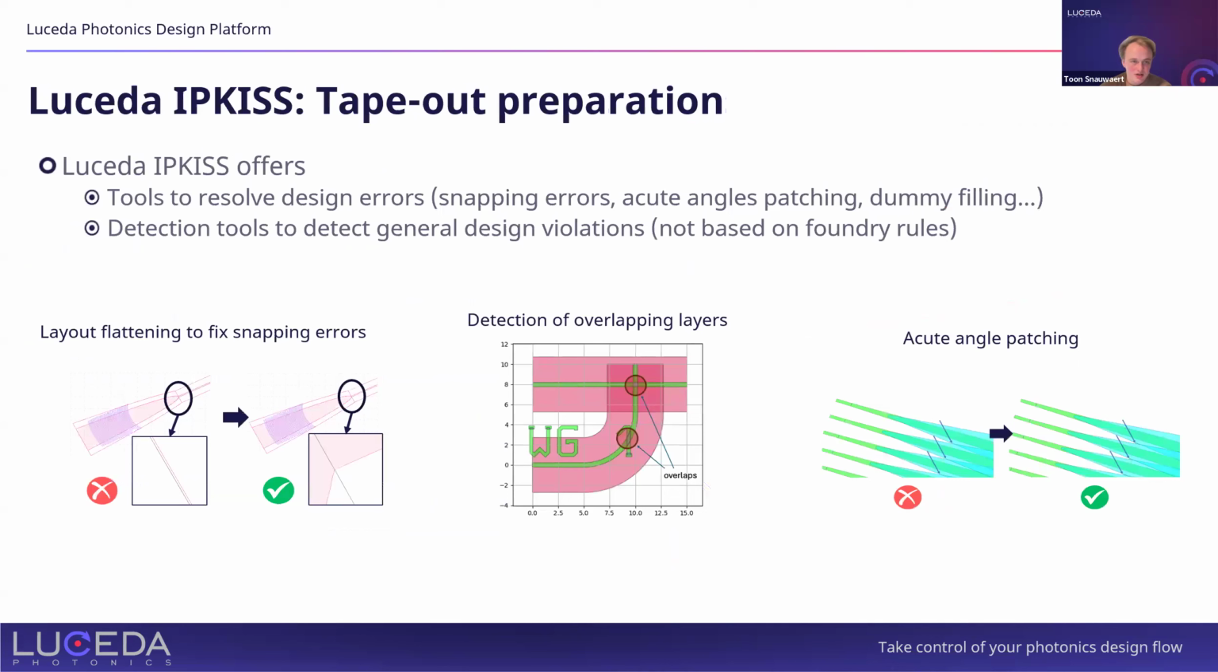With Luceda IPKISS, we offer tools to actually fix these design errors. In particular, we offer tools to fix snapping errors, to patch acute angles, and to do dummy filling for density violations. And we also have a detection tool to detect general design violations, to detect general acute angles, for example. These are not based on Foundry rules, so there's a big difference with the actual DRC that I was discussing before.